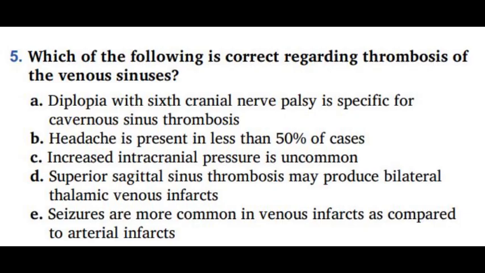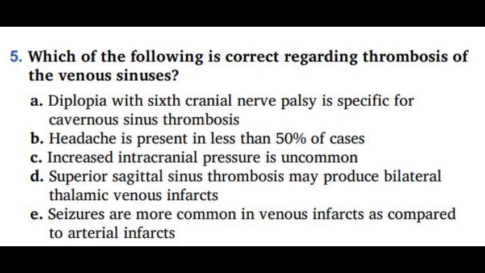If you watched our previous video in the very first chapter, we said that the sixth cranial nerve can have a palsy due to an increased intracranial pressure, and that's because the sixth cranial nerve actually has the longest intracranial course. It is the thinnest of the cranial nerves, and it lies on the petrous portion of the temporal bone. So if you have an increased ICP, that can compress the sixth cranial nerve and lead to palsy. So sixth cranial nerve palsy is not specific for cavernous sinus thrombosis. Rather, it is seen in increased ICP.